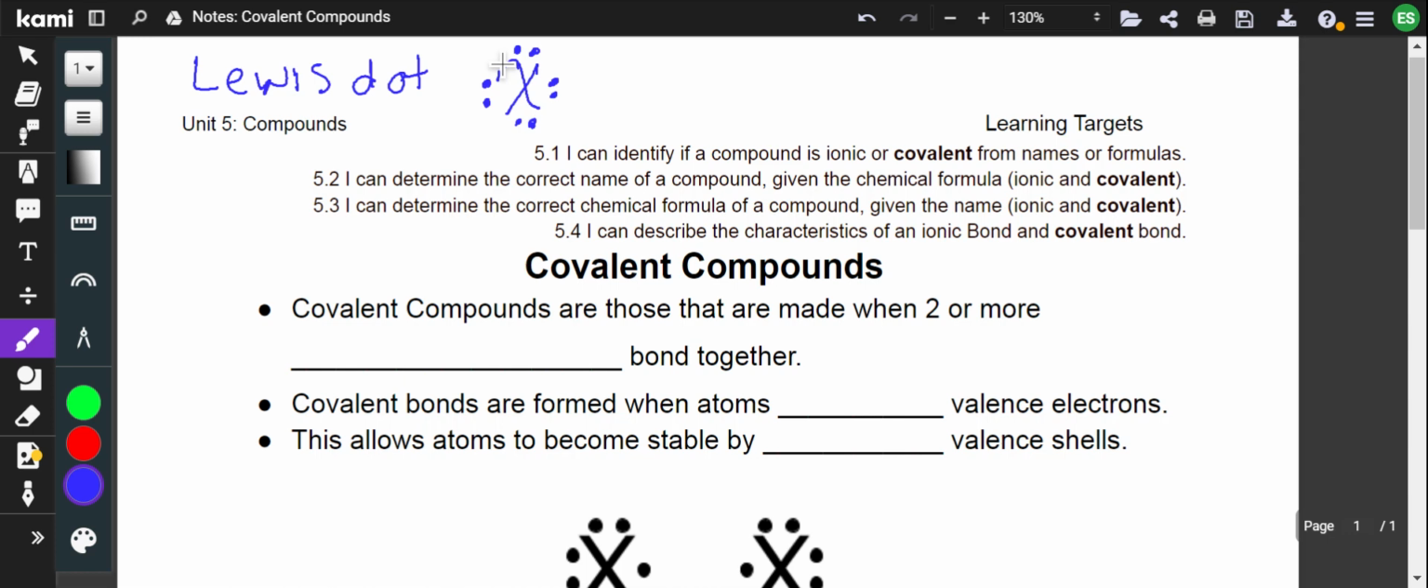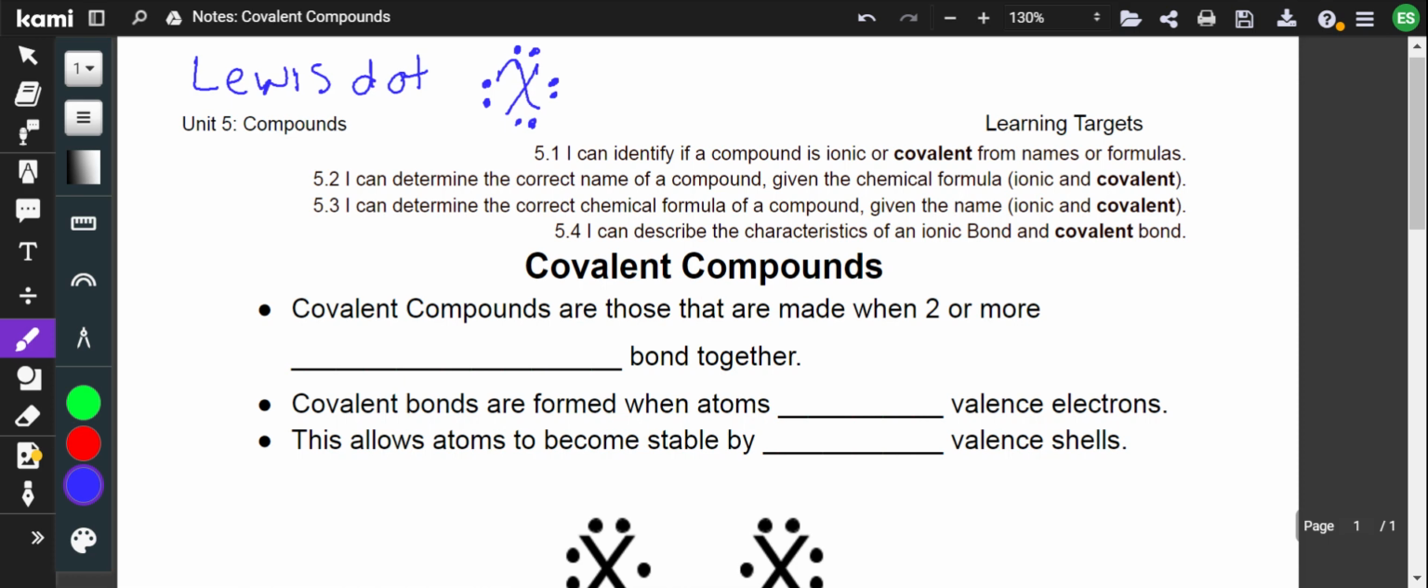Now, obviously, 8 valence electrons, as we've talked about, is stable. 8 is happy. 8 is what all elements want to have. But not every element has 8 valence electrons. So what do we do? We make compounds between those elements. Compounds are what make elements happy. That's how we can get those valence shells to become full and stable.